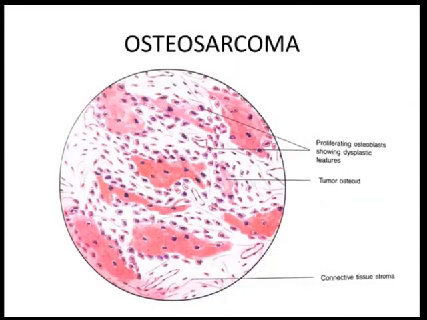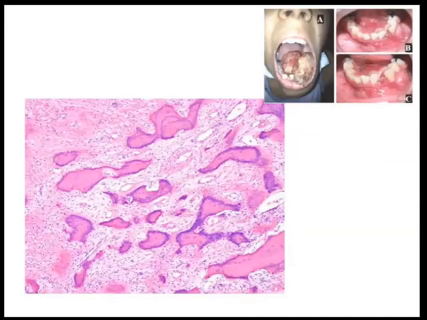Next is osteosarcoma, a malignant tumor involving the bone. You can see here dysplastic proliferating osteoblast cells, and it forms a tumor osteoid in a connective tissue stroma. So to the right side is a clinical pic which you can appreciate, and to the left corner is the histopathological pic showing proliferating dysplastic osteoblasts forming an osteoid in a connective tissue stroma.